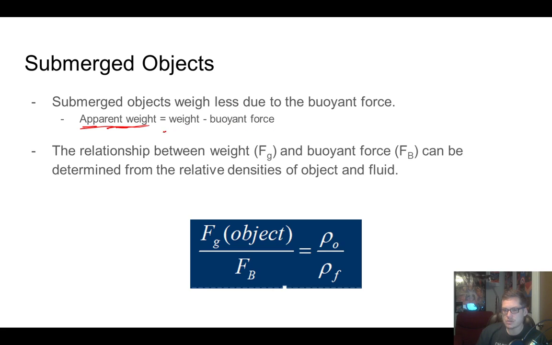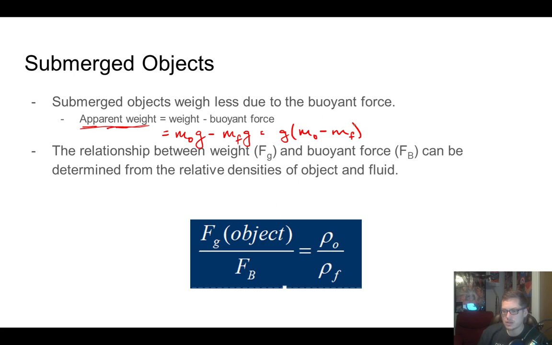So essentially, this also turns into the weight is the mass of the object, and we'll use O for object, times gravity, minus the buoyant force, which would be the mass of the fluid times gravity, okay? And we could pull gravities out, so it would be gravity times the mass of the object minus the mass of the fluid, all right? And this might be helpful later on. Who knows? Okay. The relationship between the weight, or the Fg, and the buoyant force can be determined with the relative densities of the fluid and the object.